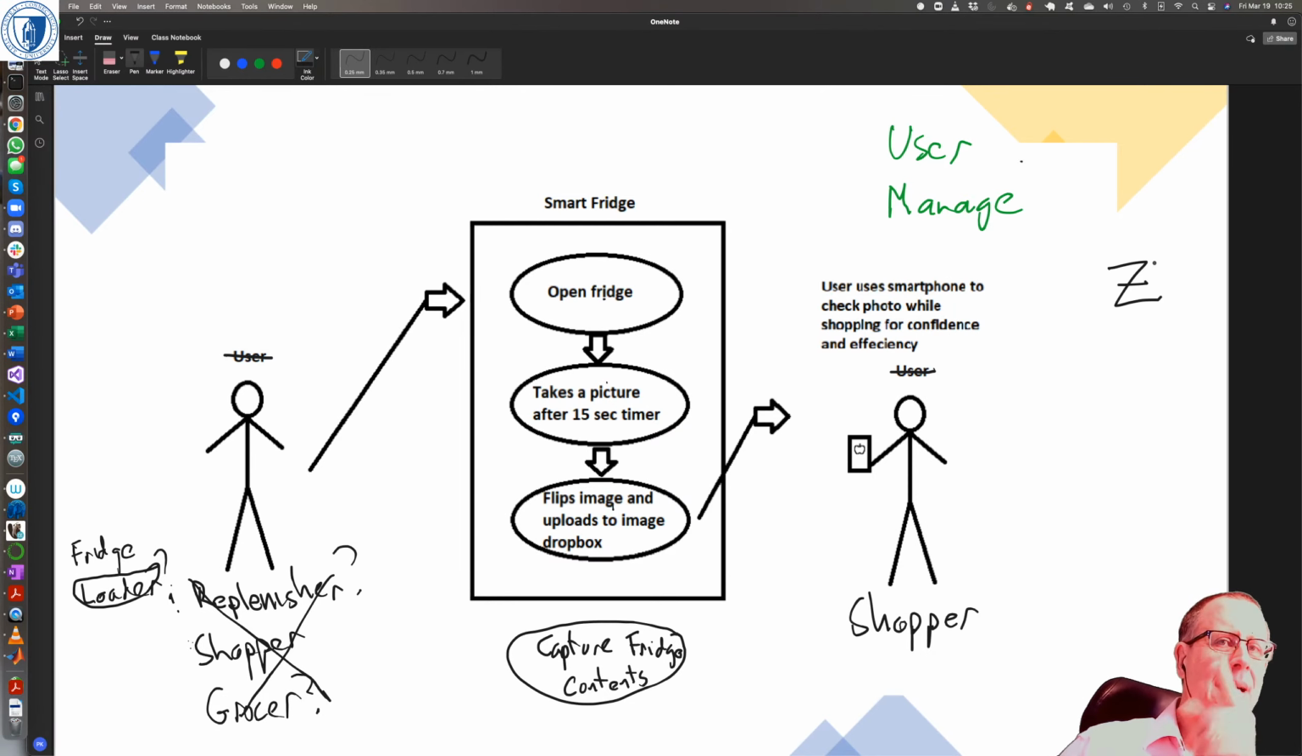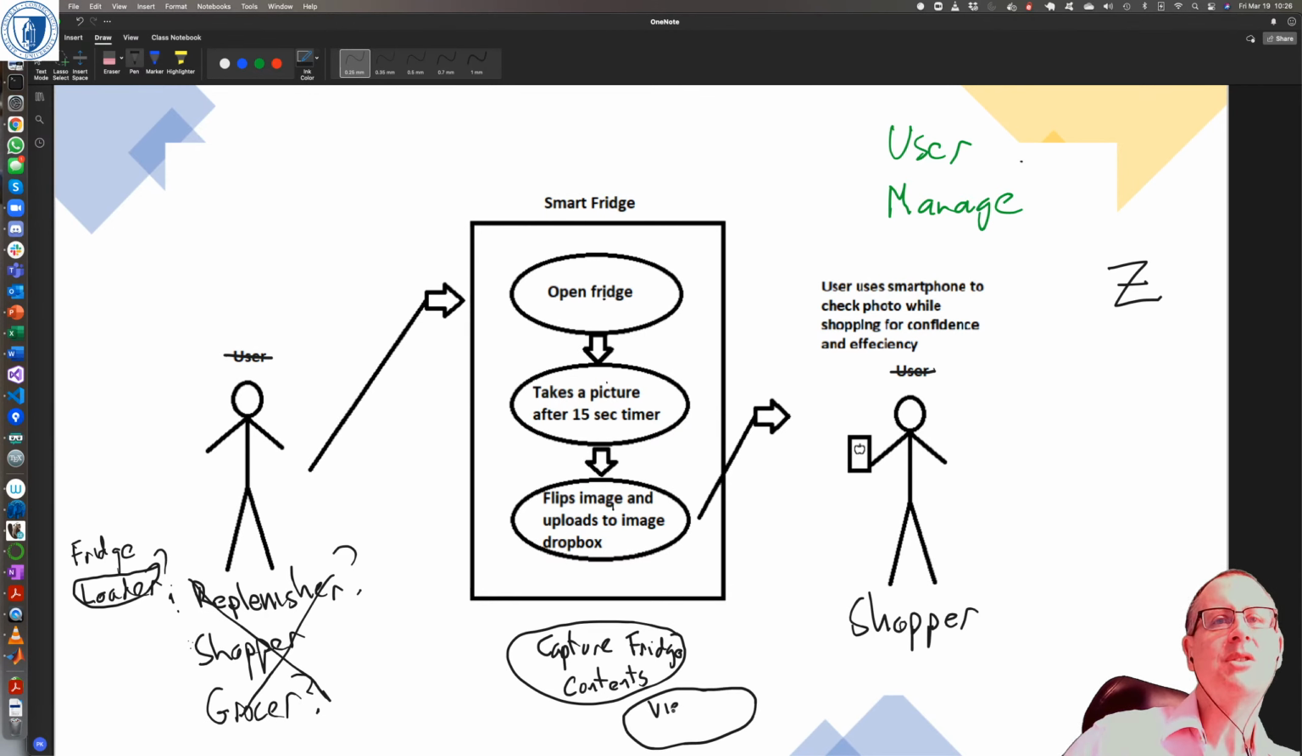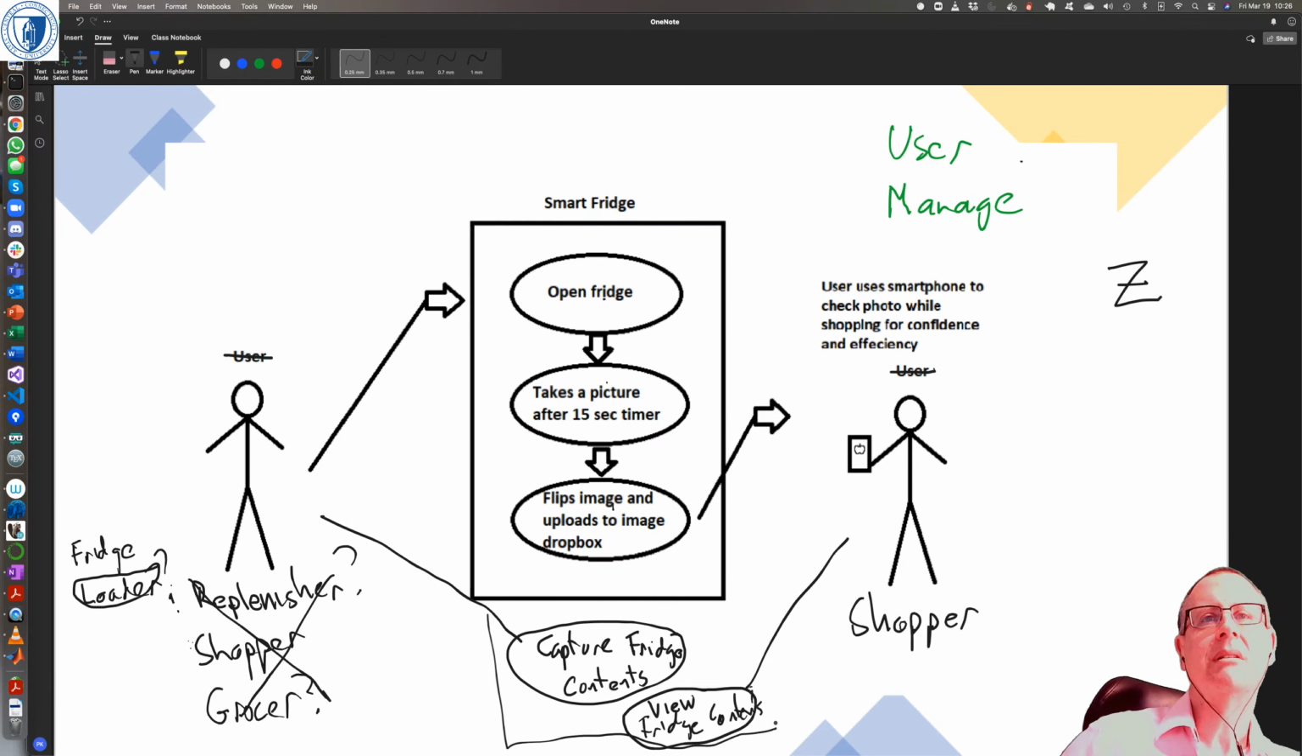The thing about that capture fridge contents is it helps the fridge loader or the fridge raider. It does something when they open the fridge. It doesn't help the shopper. So I think the shopper might have another use case, which is just view fridge contents. So you would have that user or that role and that role, and then this would be inside the system boundary. Okay?